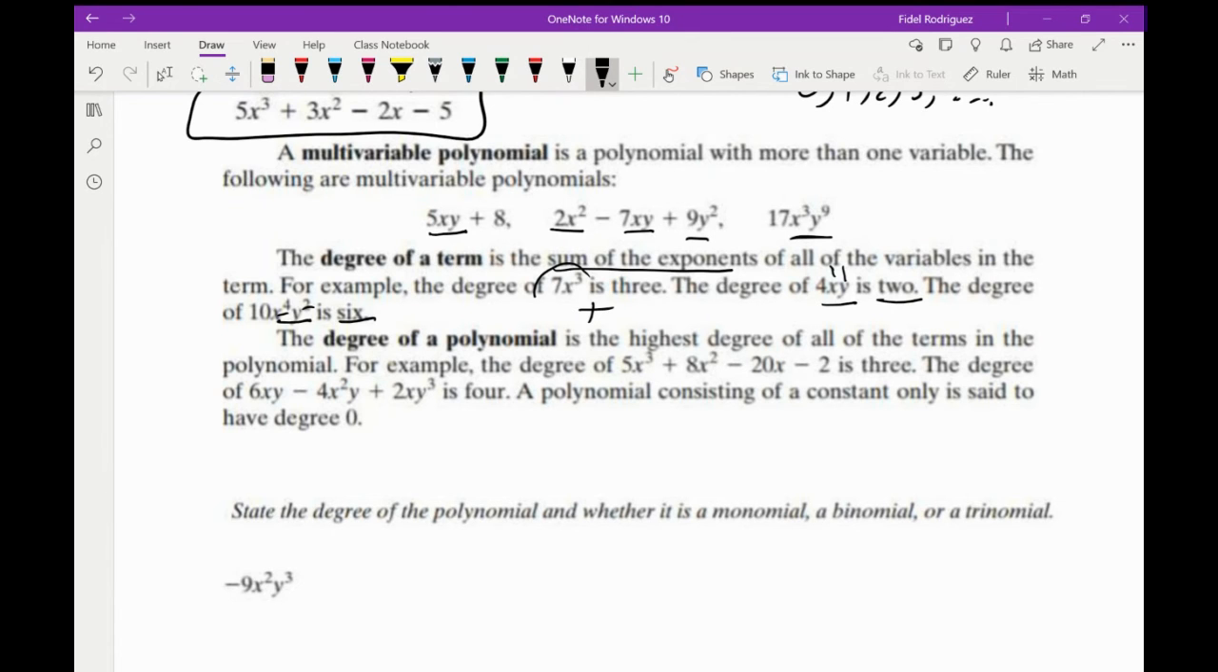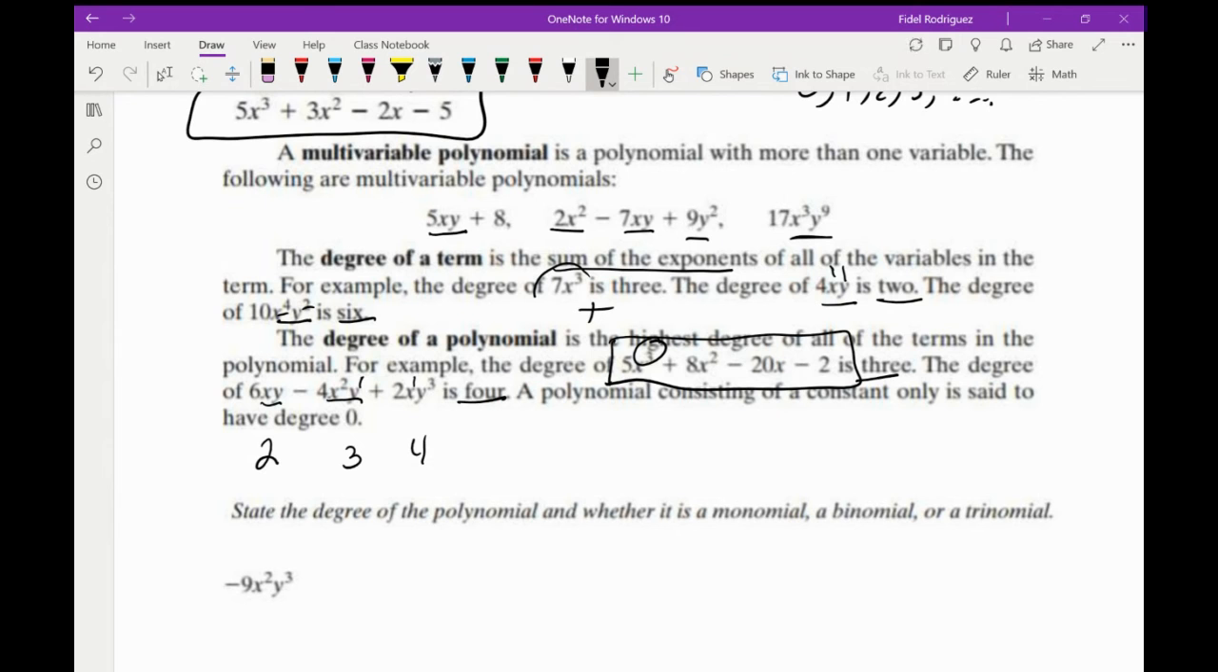And then the degree of the polynomial is the highest degree of all the terms in the polynomial. So what we mean by that is if I look at this polynomial here, the highest power was 3, so the degree of that polynomial is 3. And then if I look at this one here, I say, okay, well, what's the degree of each term? Well, there's one x and one y, so that one has a degree of 2. There's an x squared and a y, so 2 and 1 gives me 3. And then there's 1x and 3y, so 1 and 3 gives me 4. So the degree is 4. It's the highest one, okay?